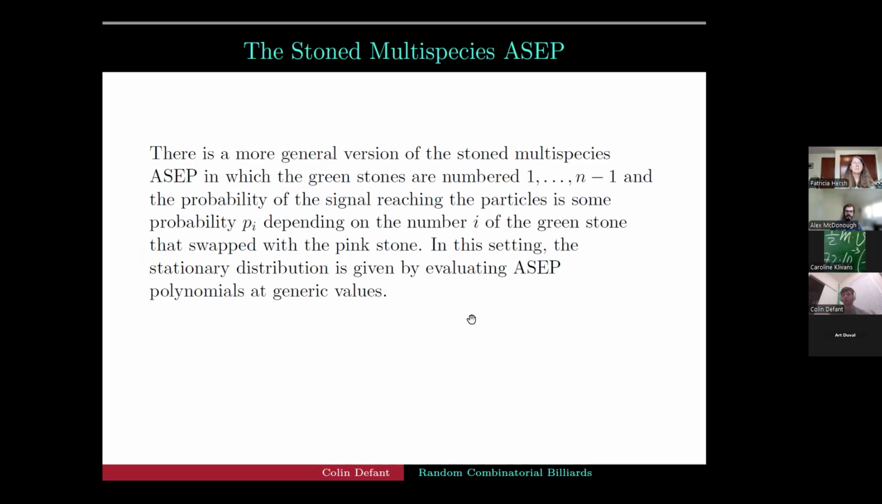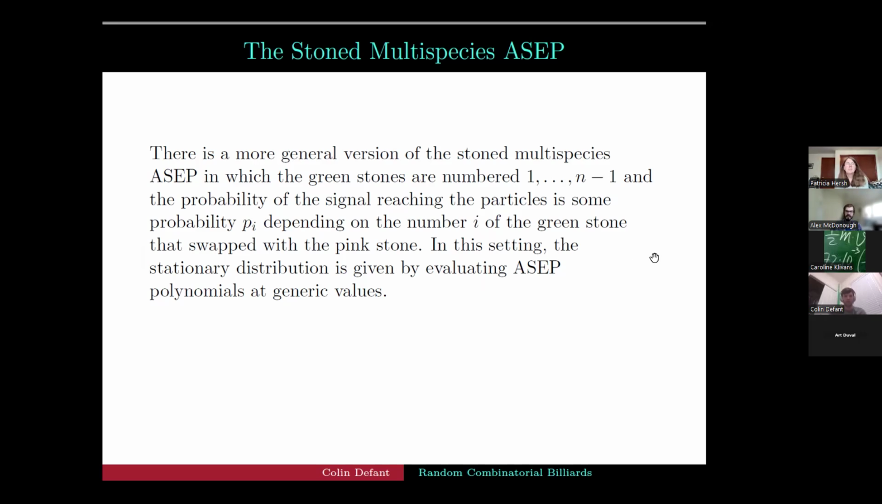And in this more general setting, I can also compute the stationary distribution of the stoned multi-species ASEP. And it's again by using these ASEP polynomials, but now instead of plugging in one number chi and a bunch of ones, now I have numbers chi_1 through chi_n, and I plug them in some permuted order according to some rule. But you can compute this now. And so if you imagine choosing these chi_i as just some generic probabilities, this is saying that you can get the stationary distribution of the stoned multi-species ASEP by plugging in some generic values into these ASEP polynomials.